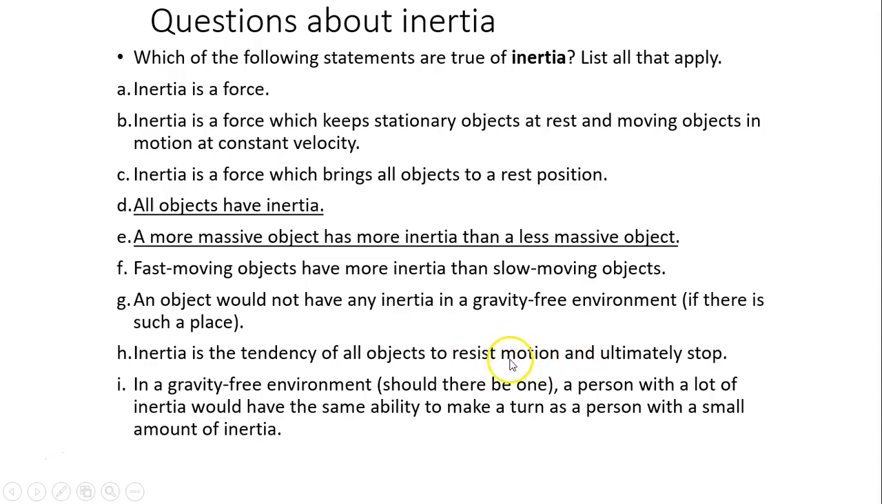So that's wrong. Inertia is a tendency of all objects to resist the motion. No, it's resist the change in motion. In a gravity-free environment, a person with lots of inertia would have the same ability to make a turn as a person with a small amount of inertia. That's wrong. Gravity-free means there is no weight, no gravitational force. You still have mass. More mass, more inertia. A more massive person is still hard to move. So the only things that are correct are D and E.